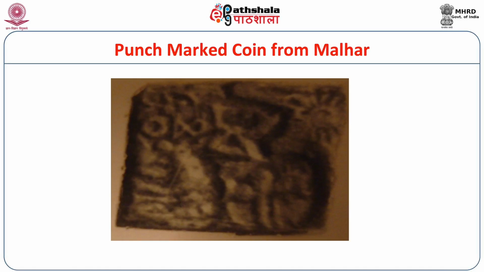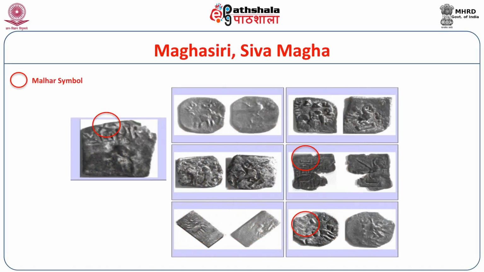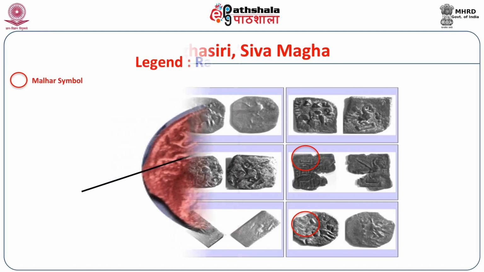And on this punchmark coin, you can see the Malhar symbol punched clearly, which actually means that it is a symbol denoting the identity of the place. Then you have the coins of Magashri, and here the Malhar symbol has actually been put in red. So you marked in red. You can see the Malhar symbol on all these coins.